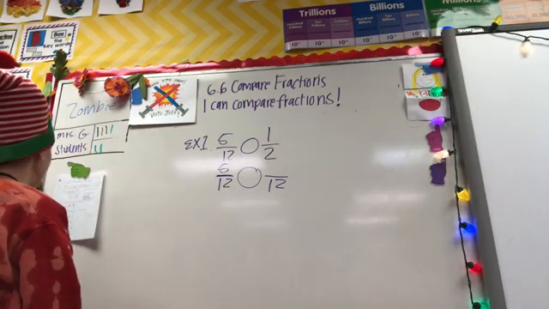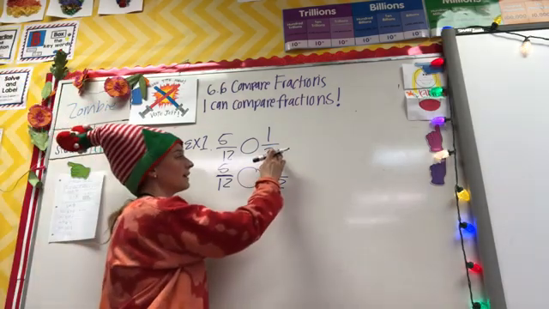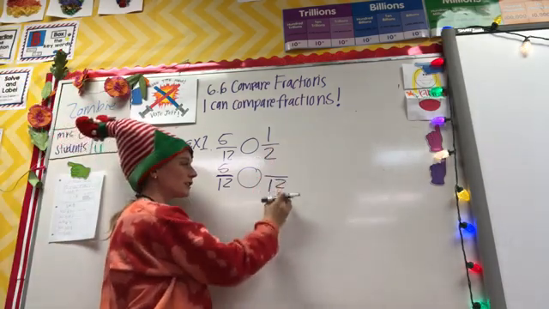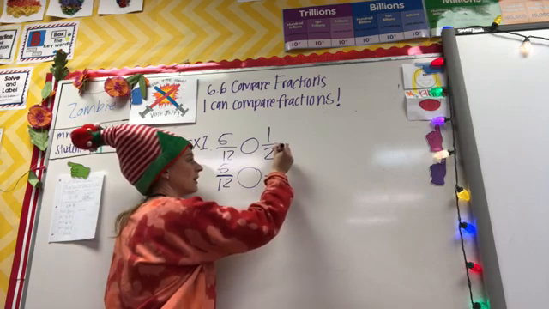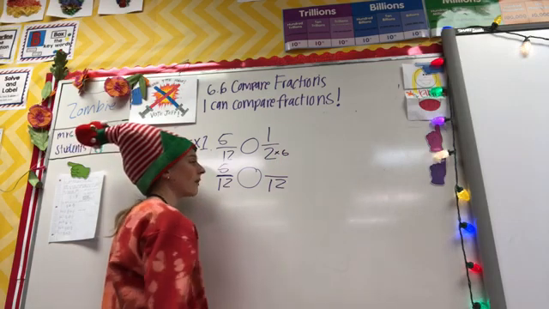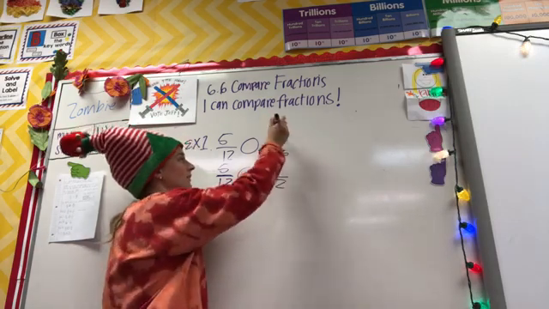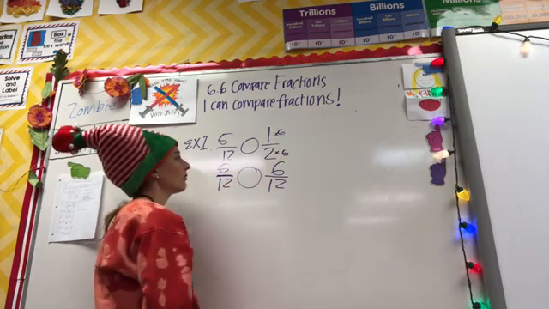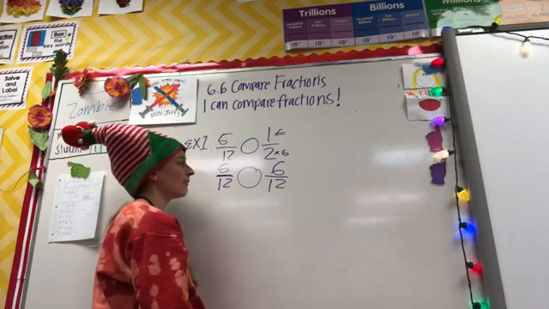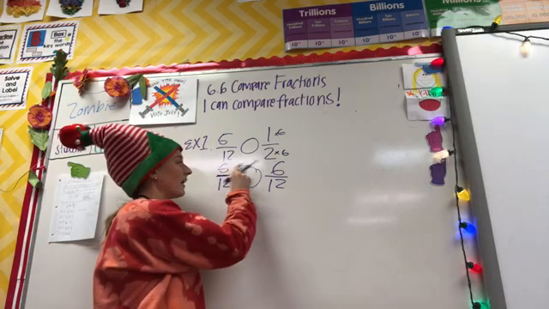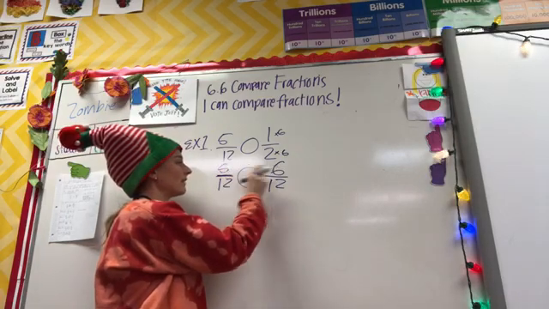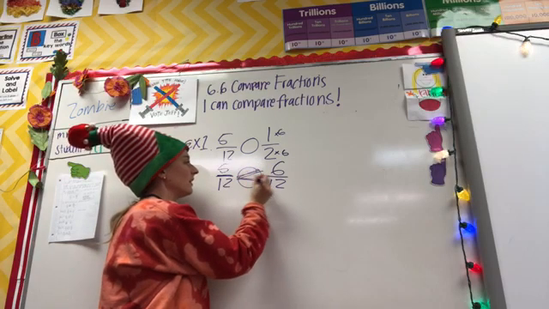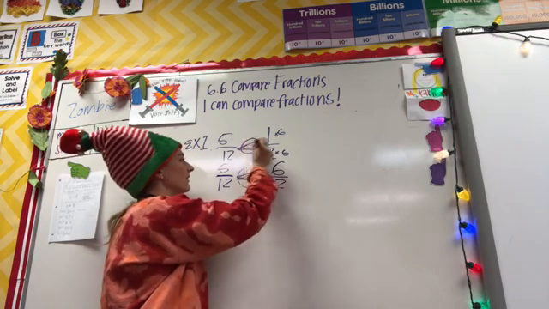All right, and then we have to think, how did 2 get to 12? 2 times what gets us 12? Well, 2 times 6 gets you 12. Whatever you do to the bottom, do to the top. 1 times 6 is 6. So what's greater, 5/12 or 1/2? We can see that 5 is less than 6, so 6 is greater. So ultimately, 1/2 is greater.